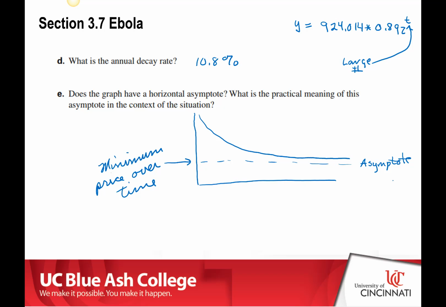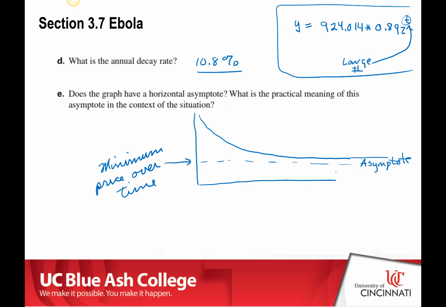Okay, part D asks what is the annual decay rate? Well, we already did that. It says 10.8%. Now, this last question here, 10E, is kind of an intriguing one. It asks you, does the graph have a horizontal asymptote? Well, what this really is asking is, as the values for t get really big, does the graph level out? And the answer is yes, it will.